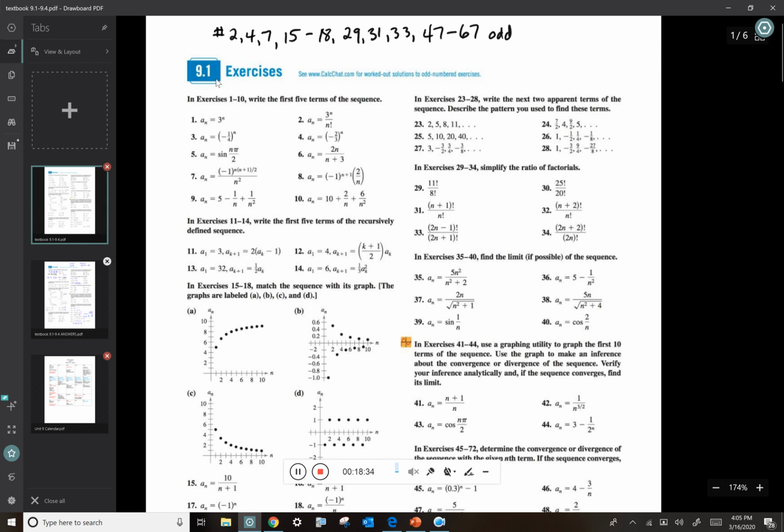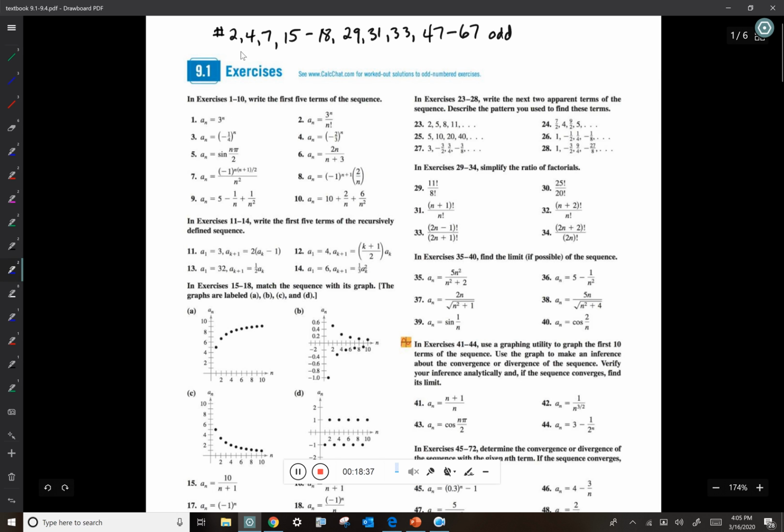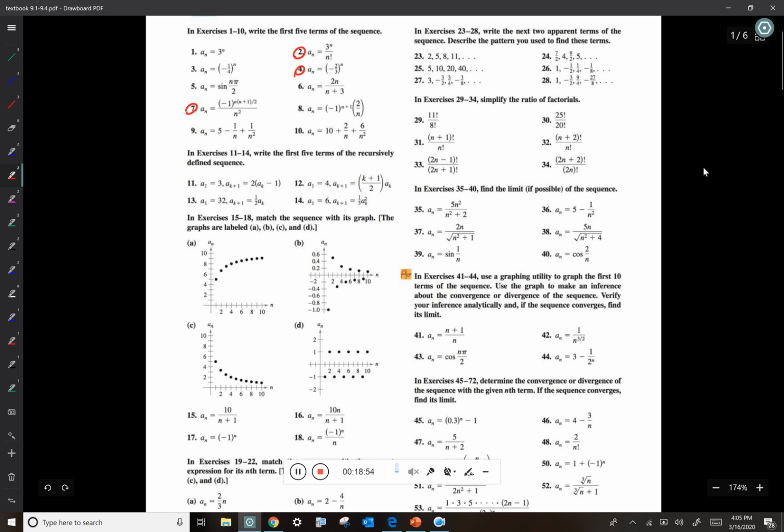So if you look at the homework, on the calendar it lists out what the problems are. I've given you the whole page out of the textbook, so you might have to go in and circle the ones that you're supposed to do, because we certainly don't want to do anything extra. So circle 2, 4, 7, and then all of 15 through 18. That's this matching right here.